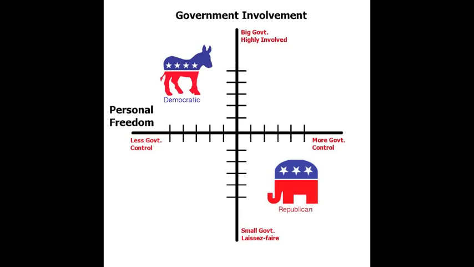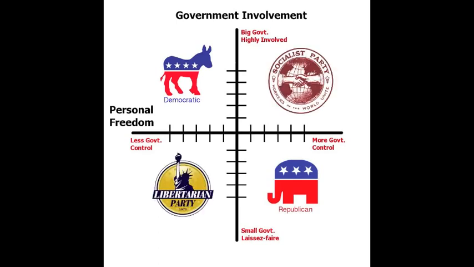So what about the other two corners? Well, those correspond with the Libertarian Party and the Socialist Party. The Libertarian Party generally believing in less government control over personal freedoms and small-sized laissez-faire government. And finally, the Socialist Party, which is lots and lots of government regulations, in general. Now, let me show you an example of how to use the chart to see where you lie.